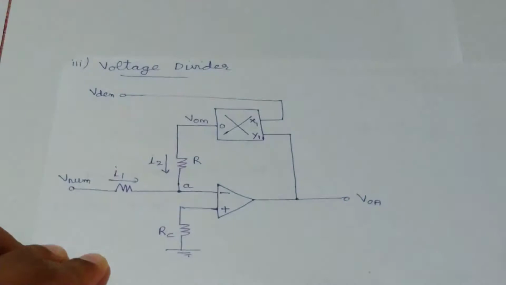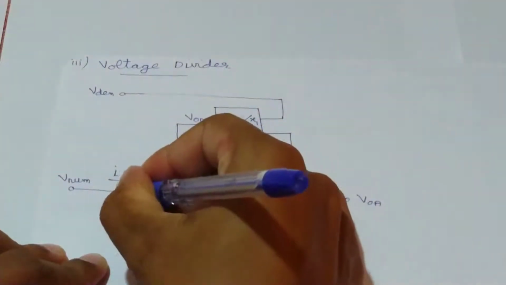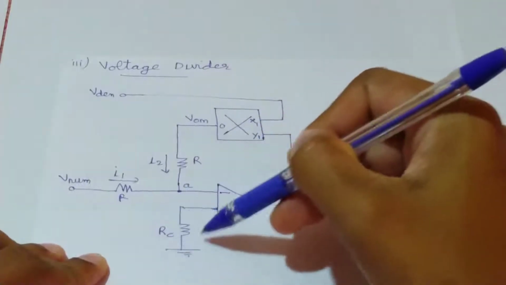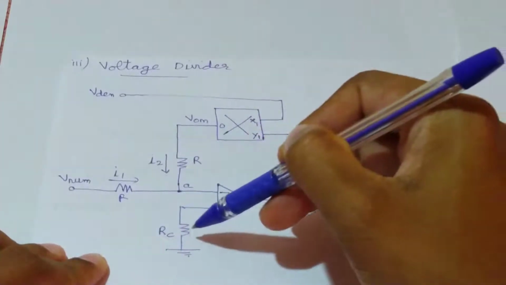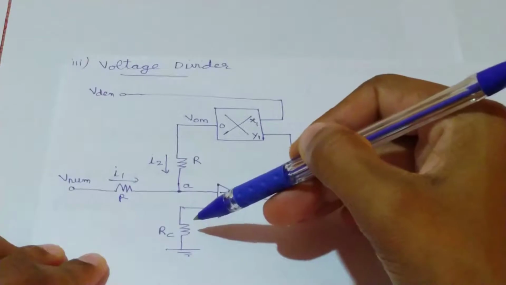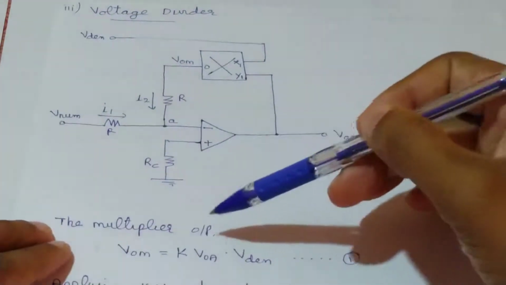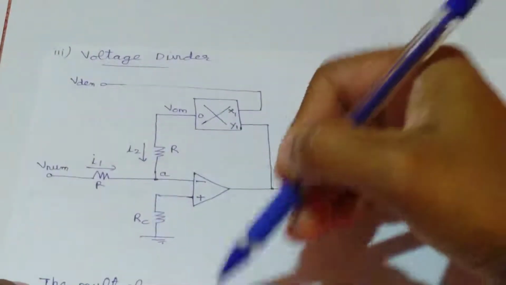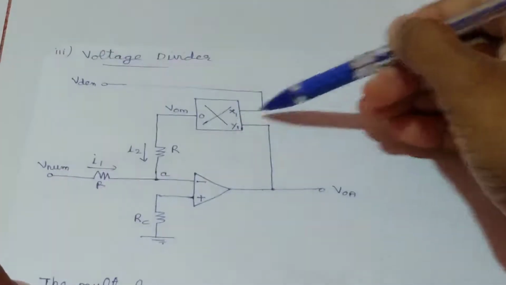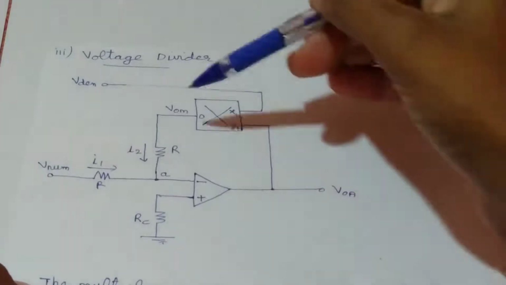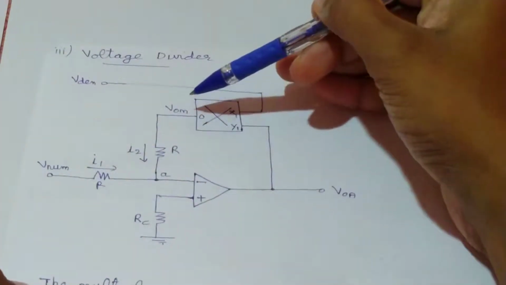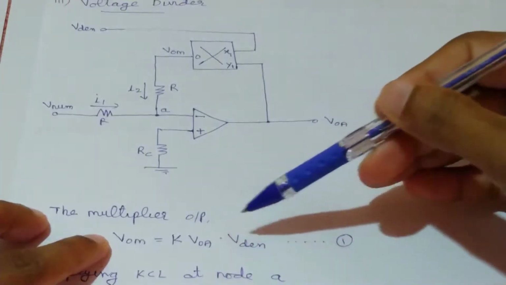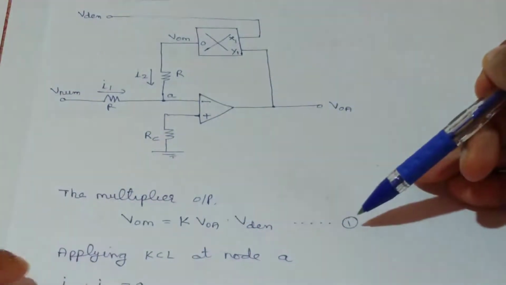Here this resistance is R, our input resistance. This R is the feedback resistance and this RC is the compensating resistance. Let's now look at how this circuit works. We know the output of the multiplier is K into Vx Vy, and here Vx is V denominator and Vy is VOA. Hence the output of the multiplier VOM is equal to K into VOA into V denominator, and this is our equation 1.